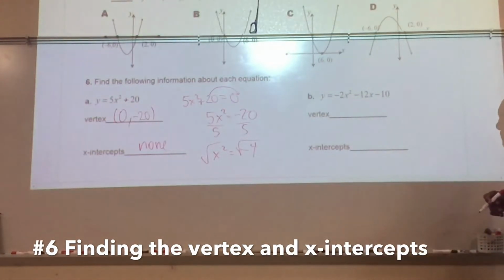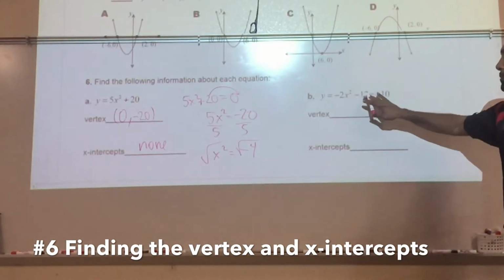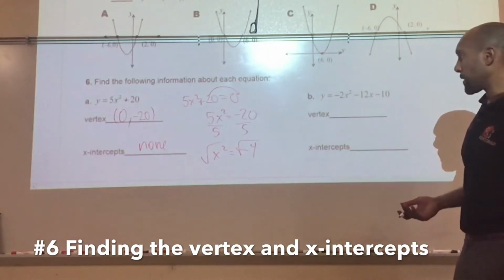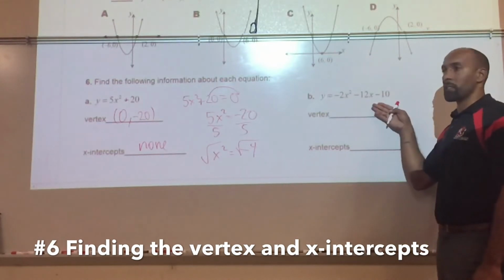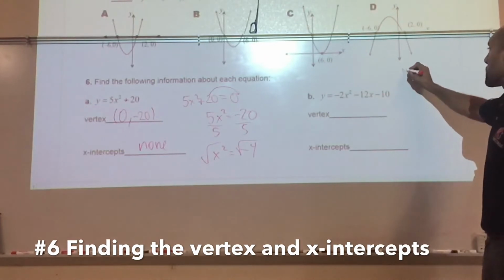Now this one over here, if you notice we have 1, 2, 3 terms. So we have an A term, B term, and a C term. That means I could do the box to find the x-intercepts. Okay, I can't find the vertex just by looking at the equation. This is not vertex form. So let's try the box.